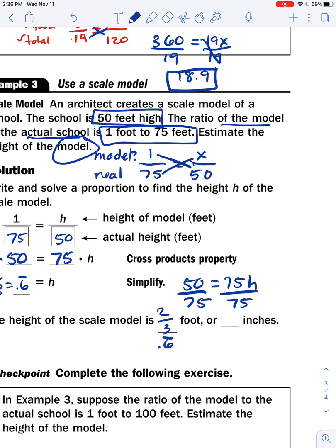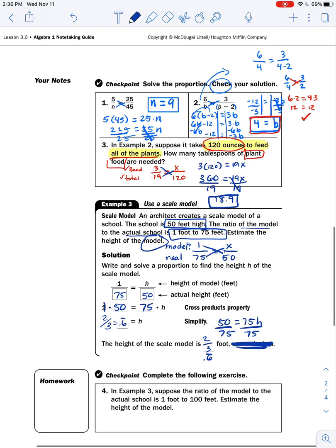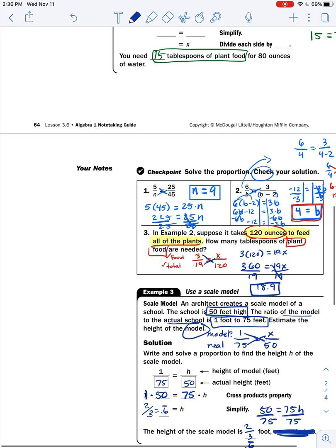And then they change that into inches, but that can be kind of tricky. You'd have to do it this way. Well, it doesn't matter. We just won't do that. So we're good.